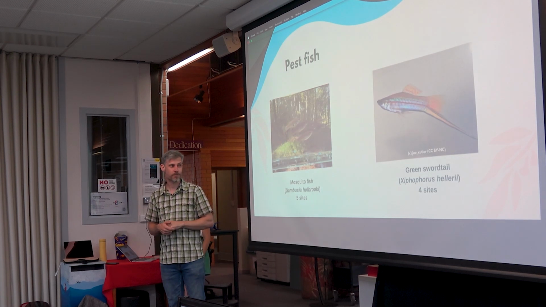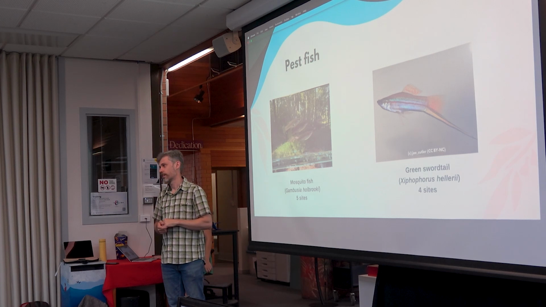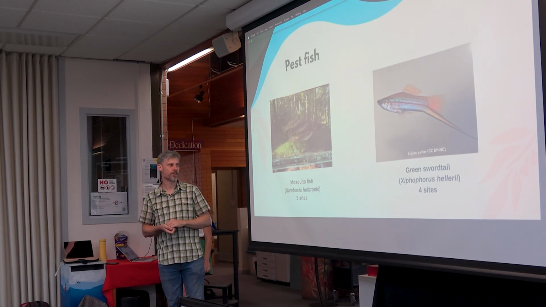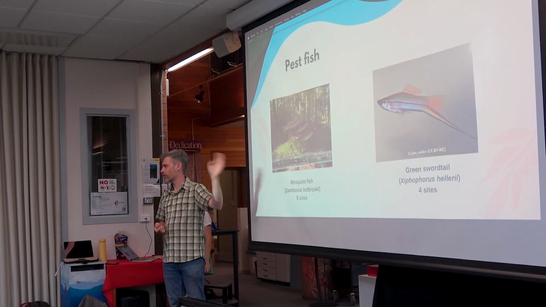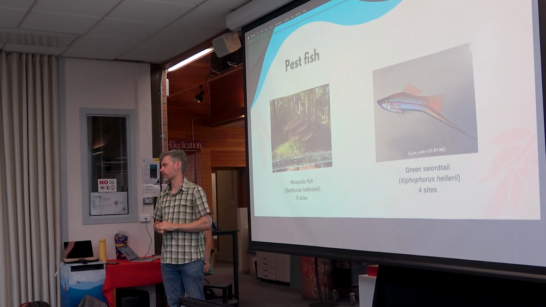But we did also detect pest fish. So mosquito fish, Gambusia, they're everywhere in Australia. Not surprised at all that they're here, but they are a pest fish and they harass other fish as well. So that was there. And then a green swordtail, which I'm sure is an aquarium escapee, but there would be breeding populations of those turning up in the creek as well.